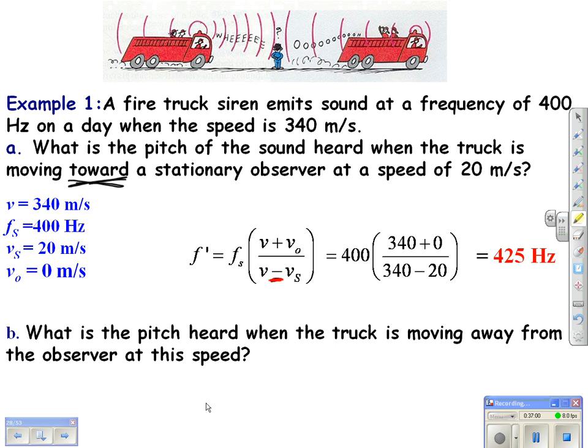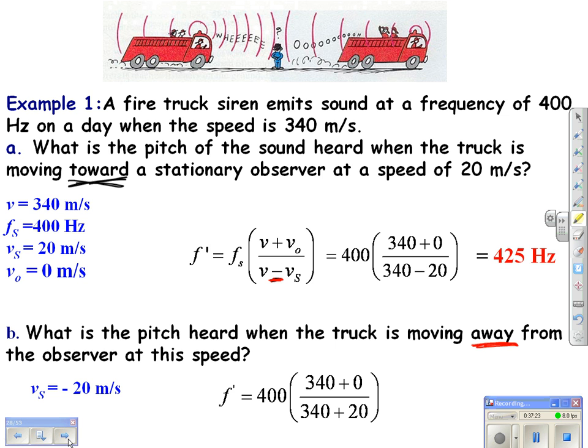Now, what would be the pitch heard of the truck if it was moving away from us? What would change if we're going to cause it to drive away from us instead? We'd cause the velocity of the source sign to change. So instead of it being a positive 20, it's going to be a negative 20. All right. So we have a negative 20 of our source. We're going to do the same equation, but now this is a plus sign on the bottom instead of a minus sign because a negative and a minus make a positive.